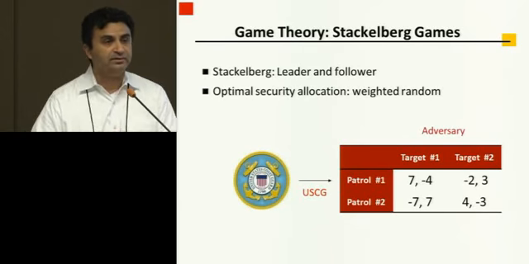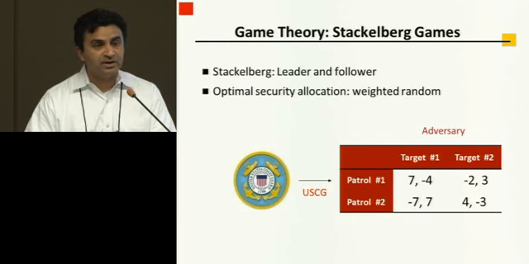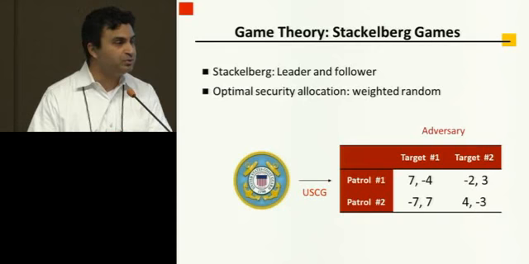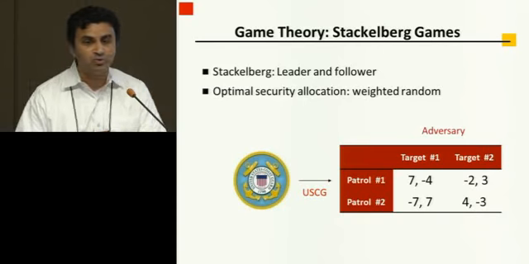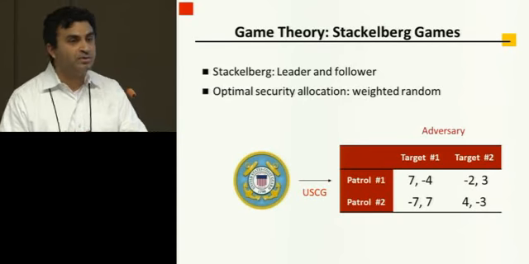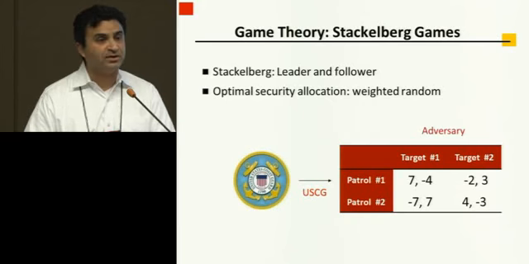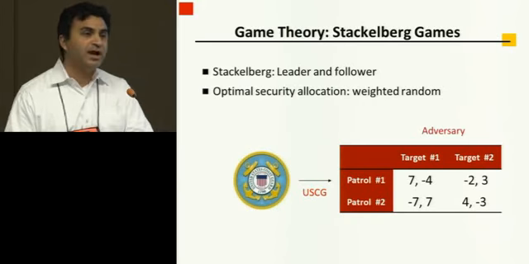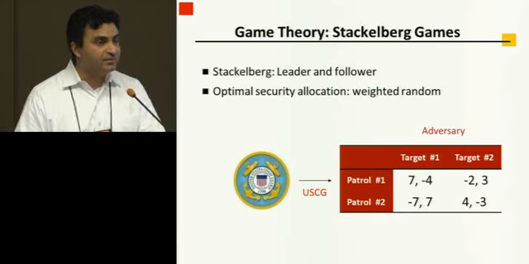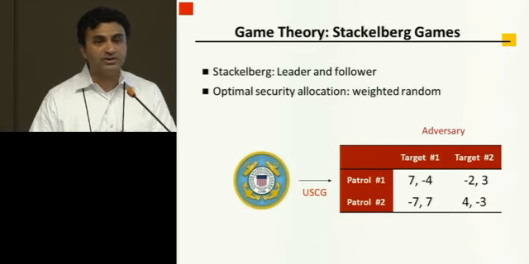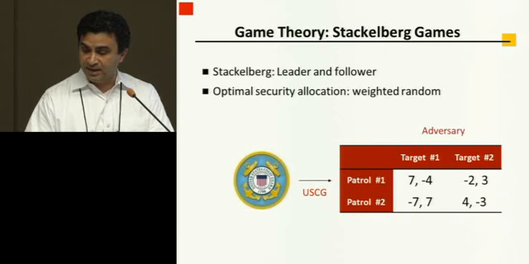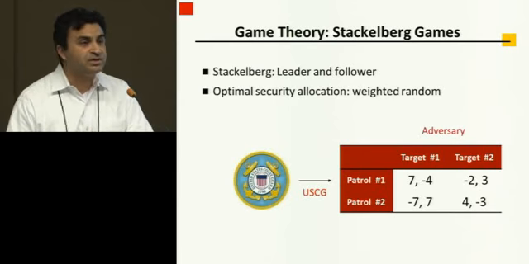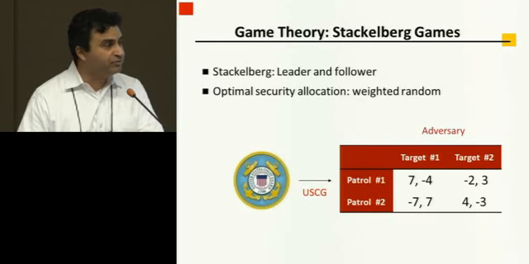An adversary is the follower. They're going to conduct surveillance and then react. This is a very simplified game that's being shown here. There's just 2 patrols and 2 targets in this port. Patrol 1 protects target 1. Patrol 2 protects target 2. If the Coast Guard were to always play a pure strategy of patrol 1, an adversary will observe that and attack target 2. The adversary gets a positive reward of 3, and the Coast Guard gets a negative reward, -2. So any pure strategy, any deterministic strategy, an adversary conducting surveillance can defeat.